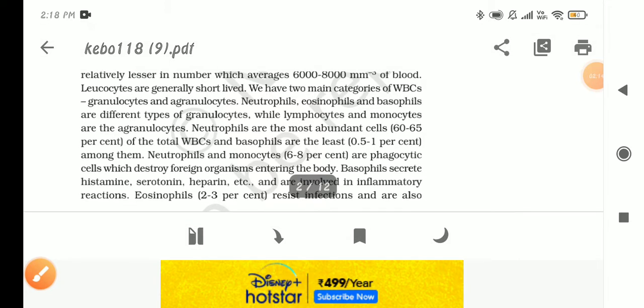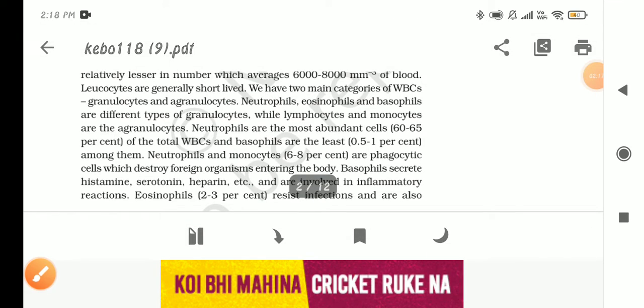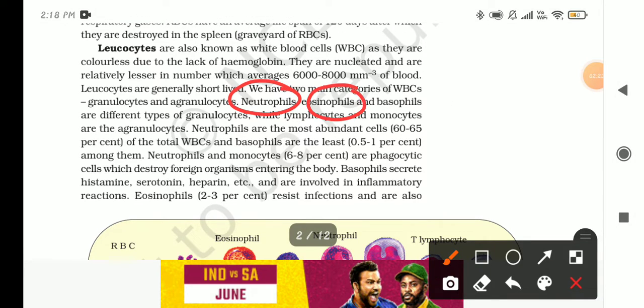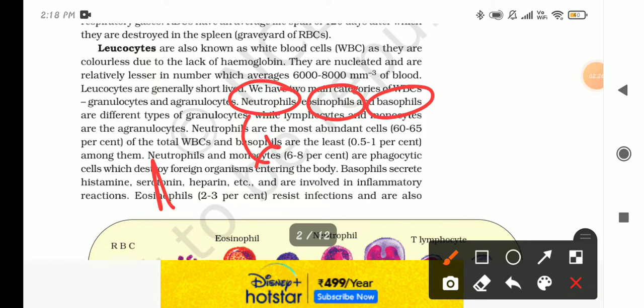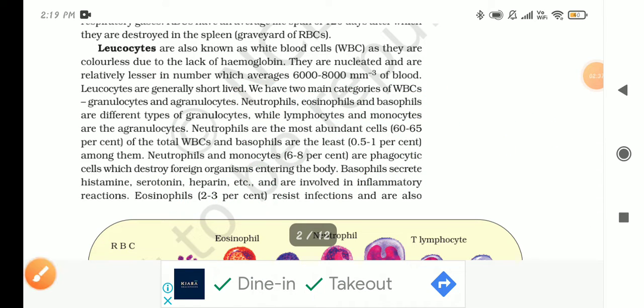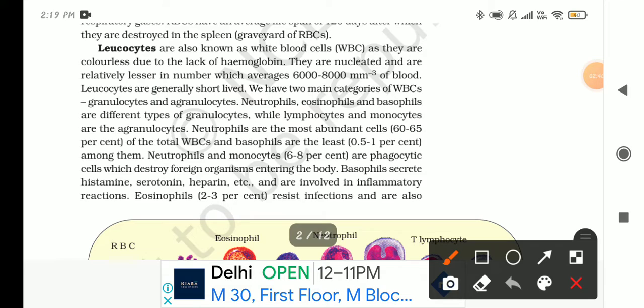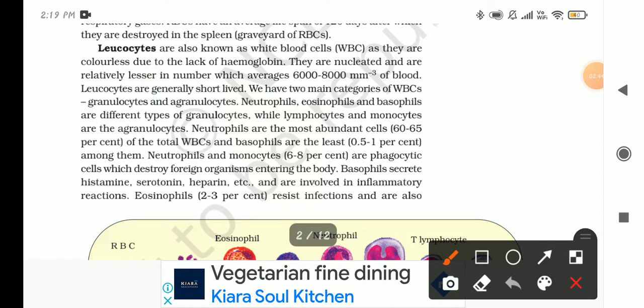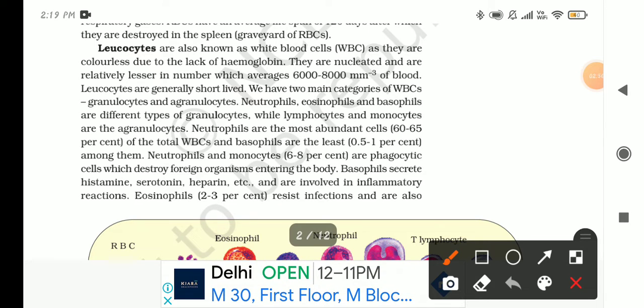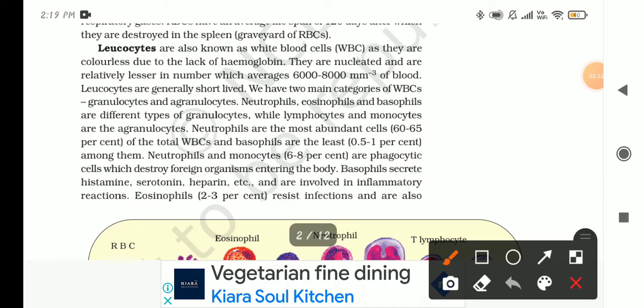What are these parts? Granulocytes have three parts, which are neutrophils, eosinophils, and basophils. Neutrophils are neutral, eosinophils are acidic, whereas basophils are basic. From the name it's pretty clear how they function: neutrophils will be neutral, eosinophils acidic, and basophils basic. And agranulocytes have two types, which are lymphocytes and monocytes.